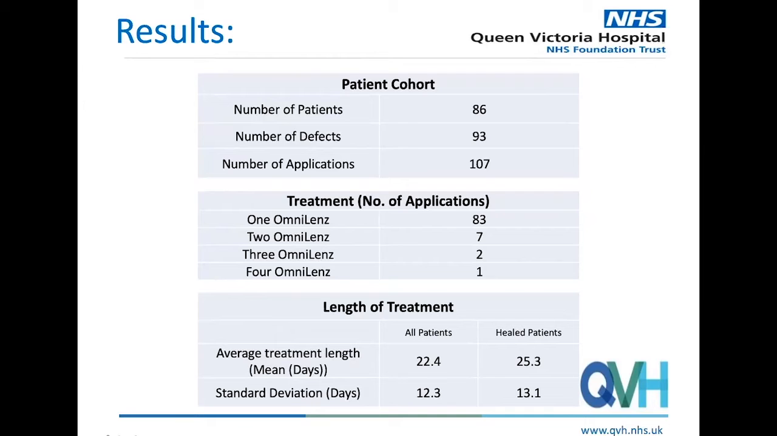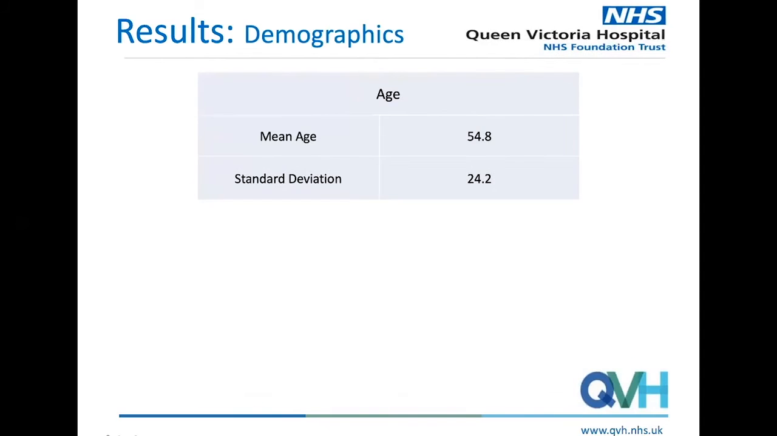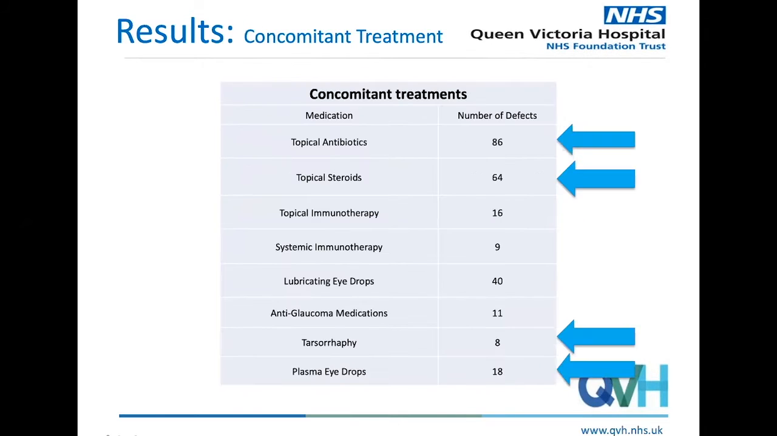More than two-thirds ended up having just one application of OmniGen and OmniLens, and less than a third required more than one application, with one patient requiring 4 OmniGen applications per treatment per epithelial defect. The length of treatment was 22 days for the overall patient group, and for the healed group, it was 25 days. Mean age of the patients was around 55 years, with 60 male and 33 female.